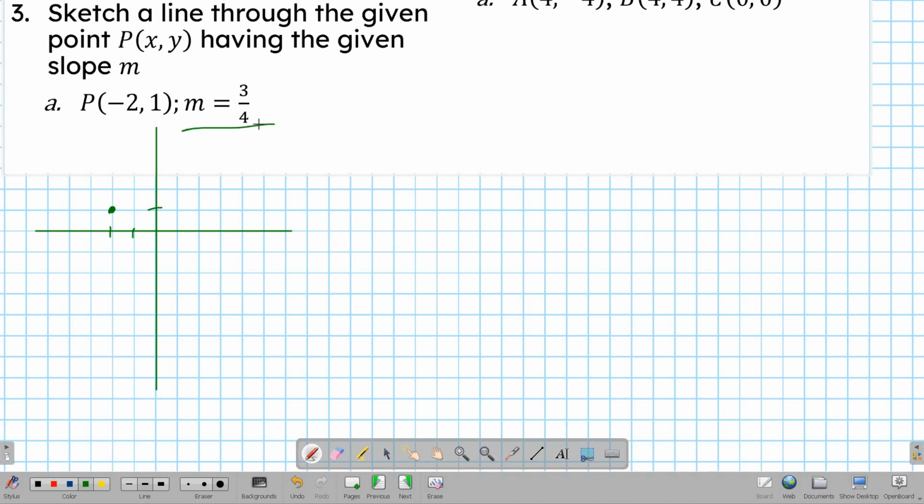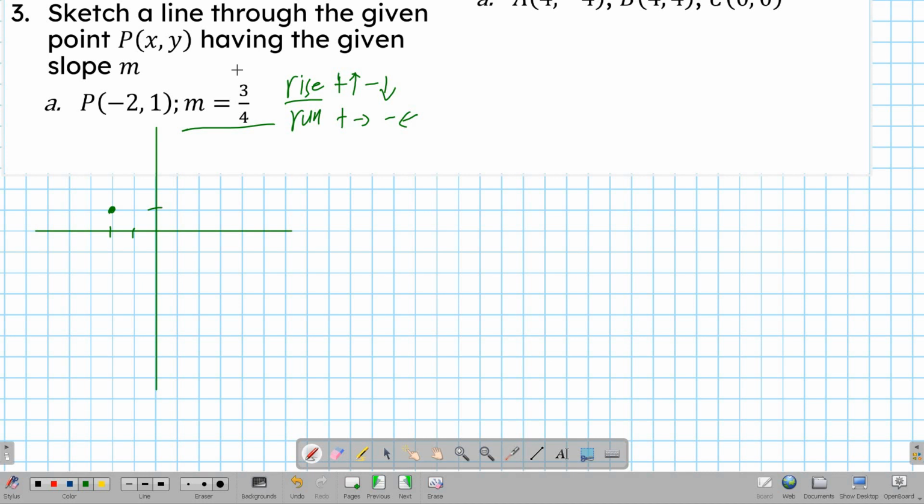Now, a while ago, we emphasized that the slope can be considered as rise over run. With that, you can use that idea to find another point that you can connect to draw a line. For rise, if positive you go up, if negative you go down. For run, if positive you go right, if negative you go left. Based on this, the whole fraction is positive.